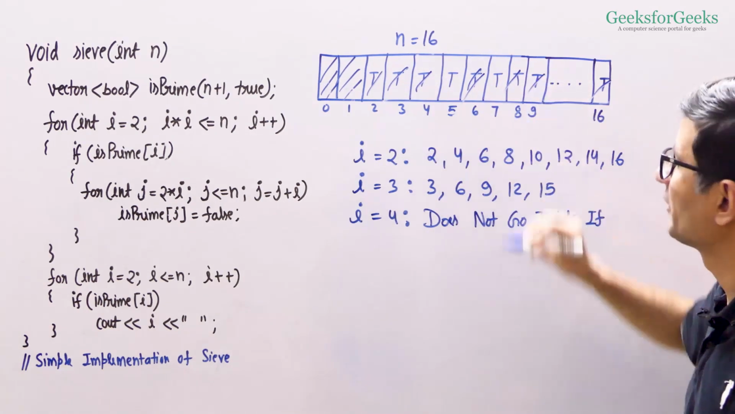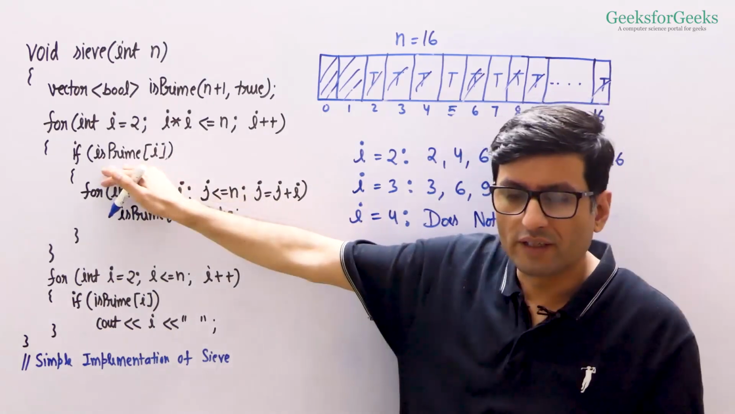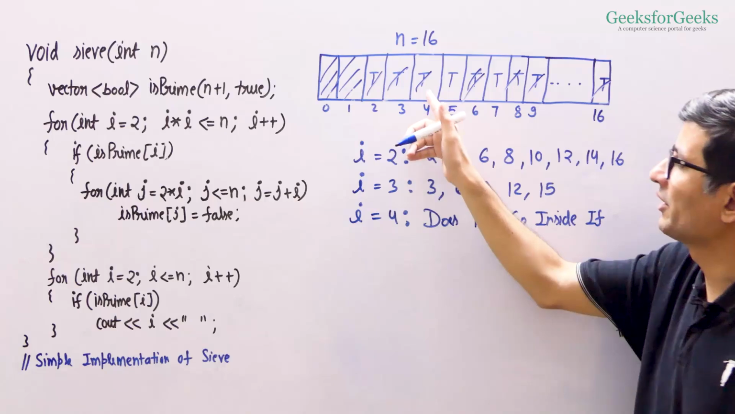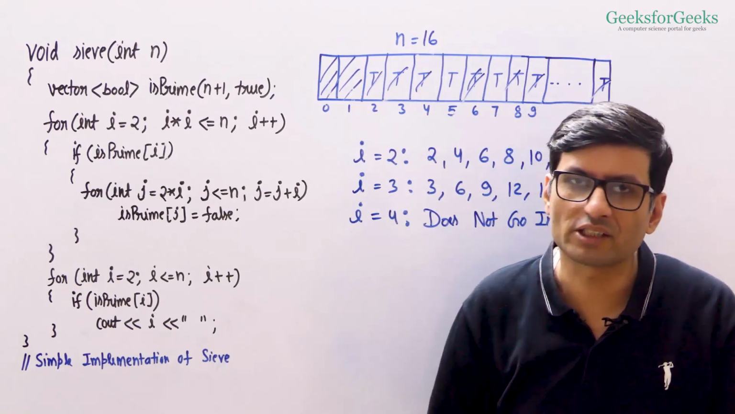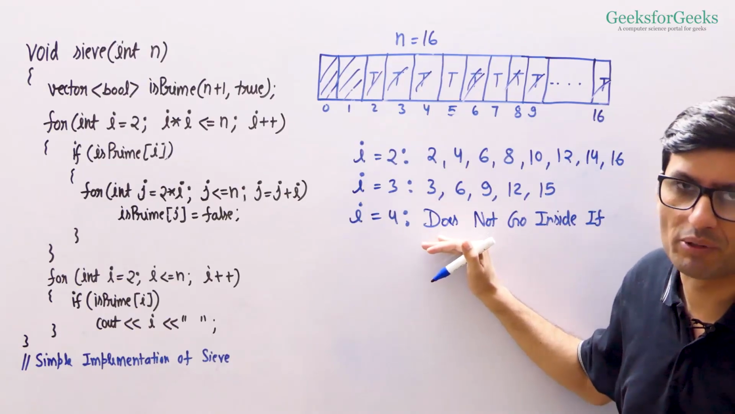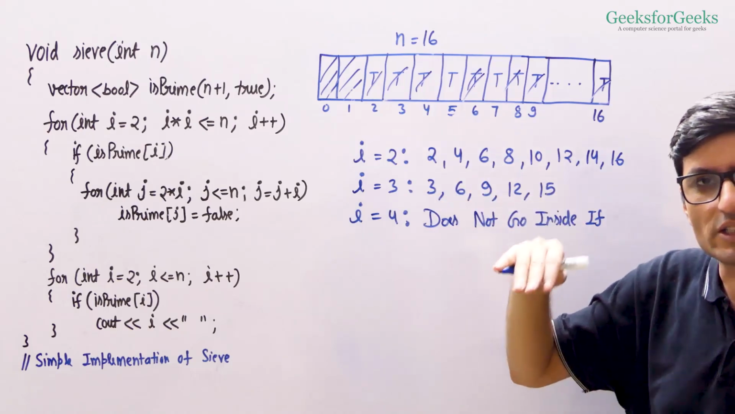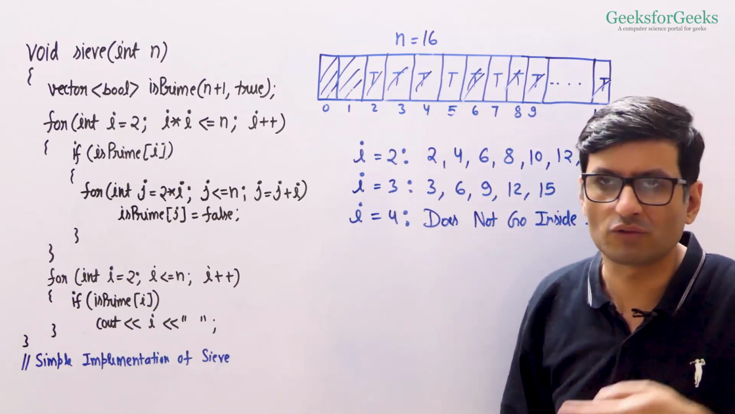3, 6, 9. Now when you come to 4, you will check for this condition first. And this condition is false. For 4, you have a value false. So you will not consider multiples of 4, and that makes a lot of sense also. Why? Because anything which is a multiple of 4 will definitely be a multiple of 2 also. So when we considered multiples of 2, we must have marked all the multiples of 4 also.